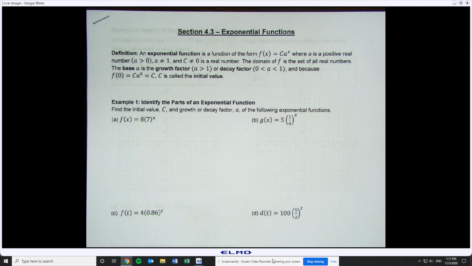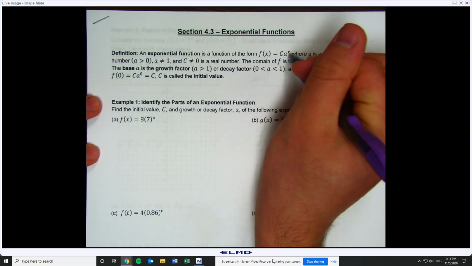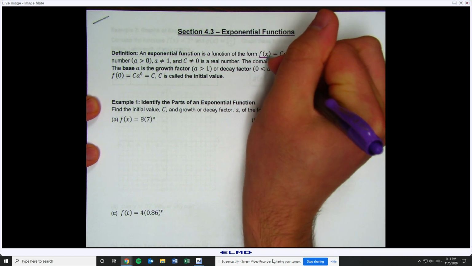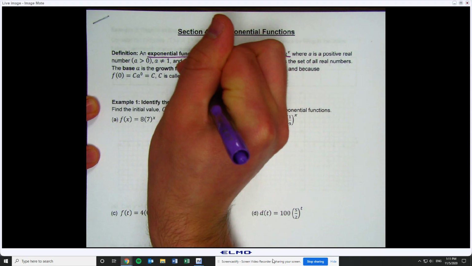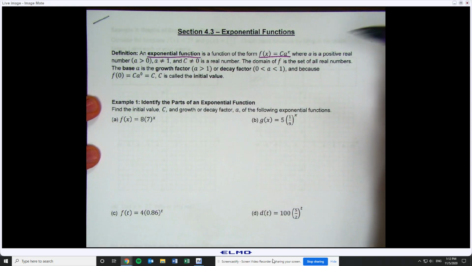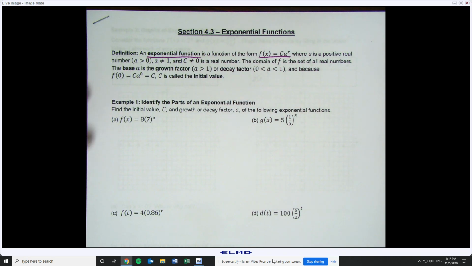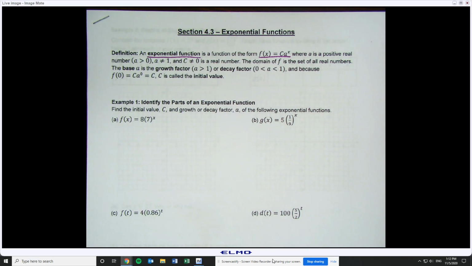All right, so to begin with, the definition of an exponential function: they are any function that takes on the form f of x equals c a to the x. Now, what's special right here is the location of your variable x. An exponential function will have your variable located in the exponent. That's what's important. Now, as far as the c and the a go, they are both important to us.